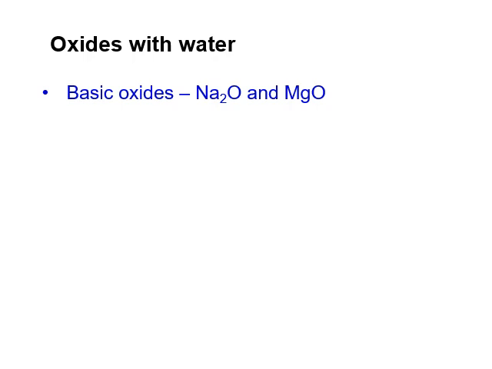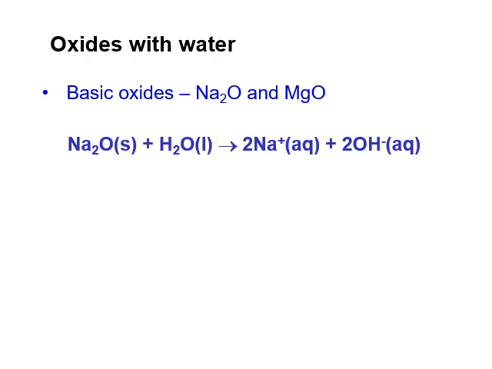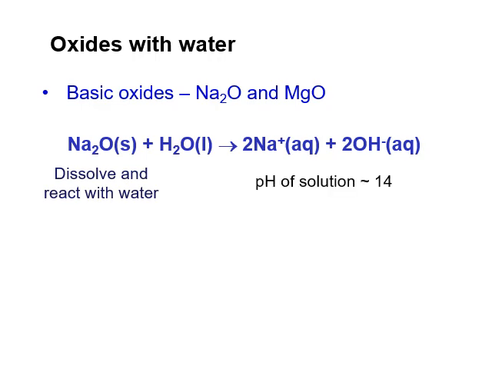Metal oxides are basic. If you put them with water, so if you put sodium oxide with water, it will dissolve and react, and it will be fully dissociated. You'll make sodium hydroxide that will be fully dissociated. That means there's a lot of free hydroxide, so you've got a very, very high pH solution.